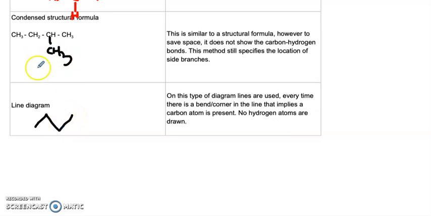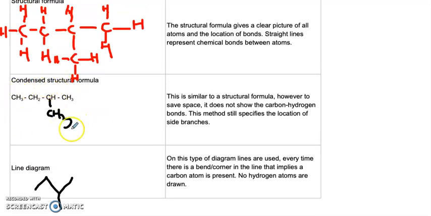Then we had this little side chain coming off. And so it was on the 3rd carbon. There's only 1 carbon in it. So we're going to bend down for that one. So those are your kind of, I guess I would say, 3 main types of diagrams. You're mainly going to find that we're going to use line diagrams a little bit later on. For now, probably more of the condensed structural and the structural.